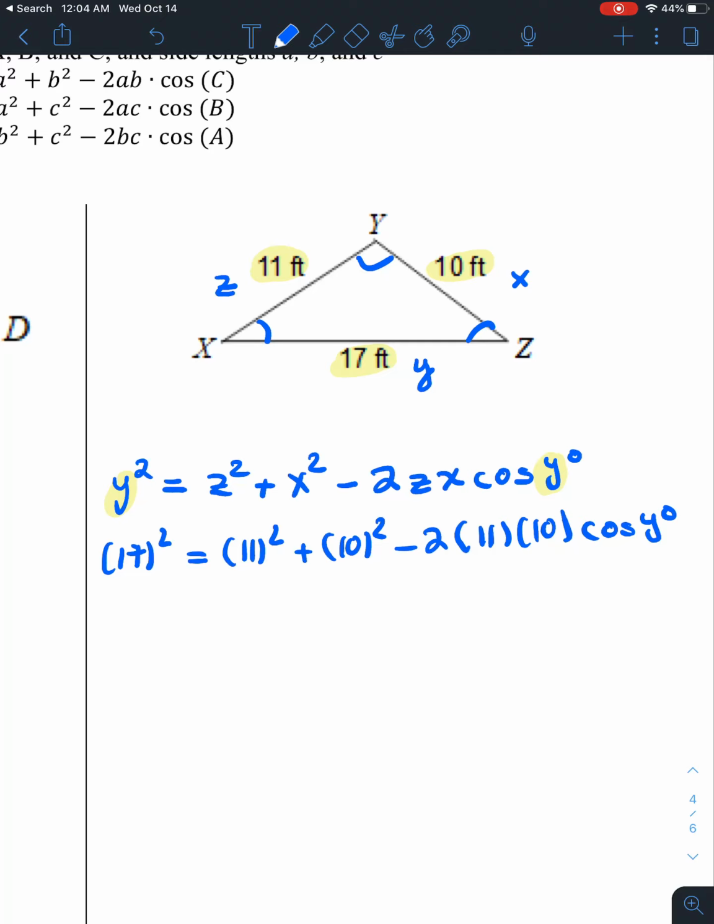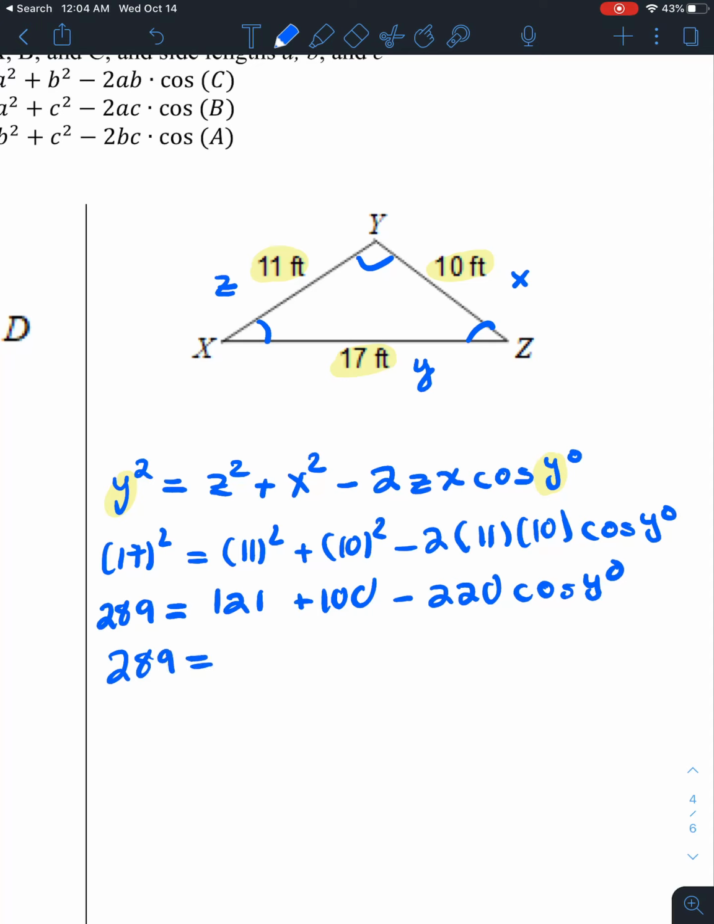My recommendation would be to simplify what you have. So I would do 289 equals 121 plus 100 minus whatever 2 times 11 times 10 is, which is 220, and you have cosine of Y. Then I'm going to combine the 121 and the 100, and that should give me 221 minus 220 cosine of Y.